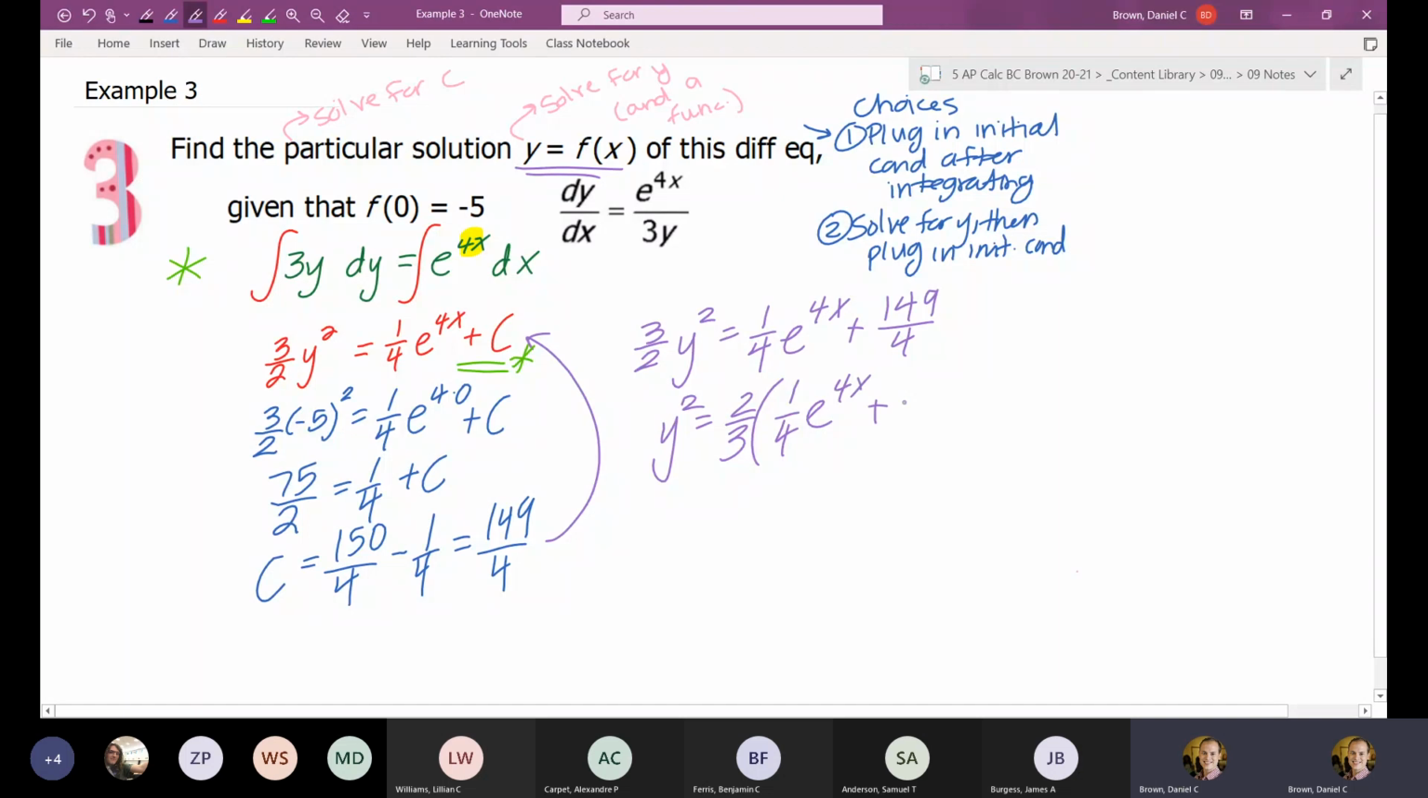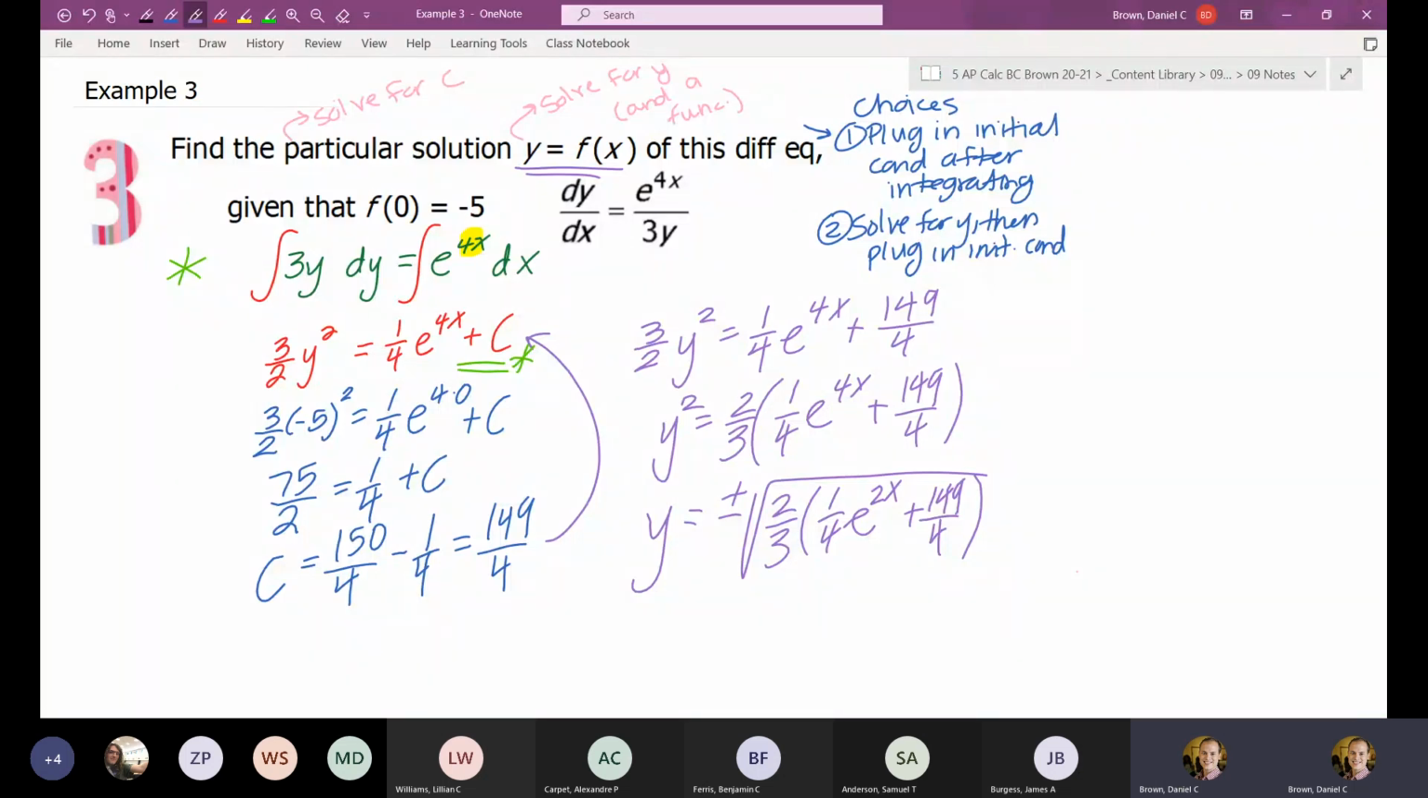I could distribute it if I wanted to, but that's not necessary. I take the square root. What do I need to remember I do when I take the square root? Plus or minus. And again, I could distribute that 2/3. It would probably make it a little bit simpler, but I don't have to. And then I get to that answer. That answer right there would not earn full credit. What's wrong with that final answer?